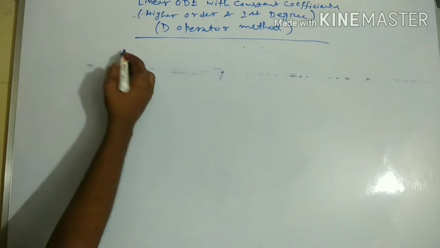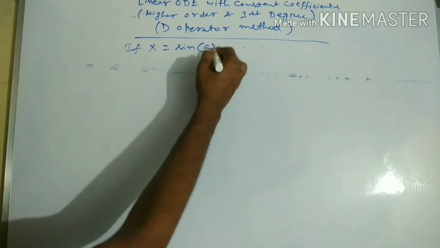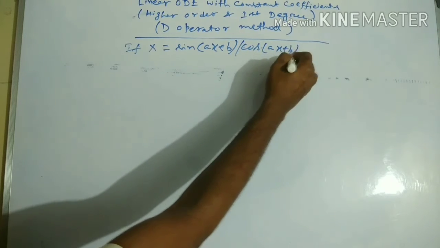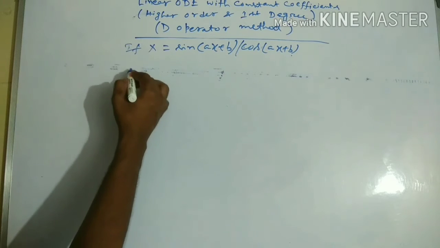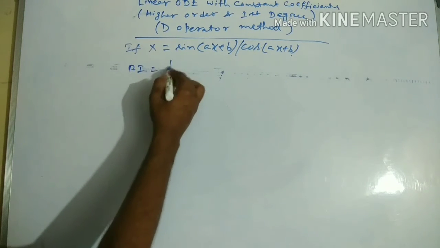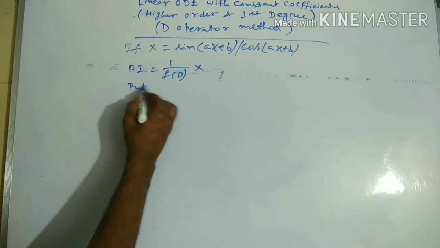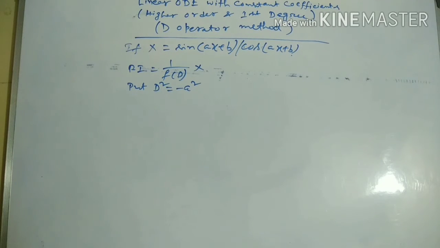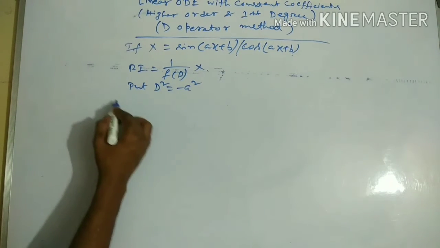Now another function, second function: if capital X is a sine or cos function, then in the PI we put D squared equal to minus a squared, that is PI is 1 by f(D) operating on capital X, put D squared equal to minus a squared. Do not put anything in place of D, put minus a squared in place of D squared. Okay. Now I will give an example.